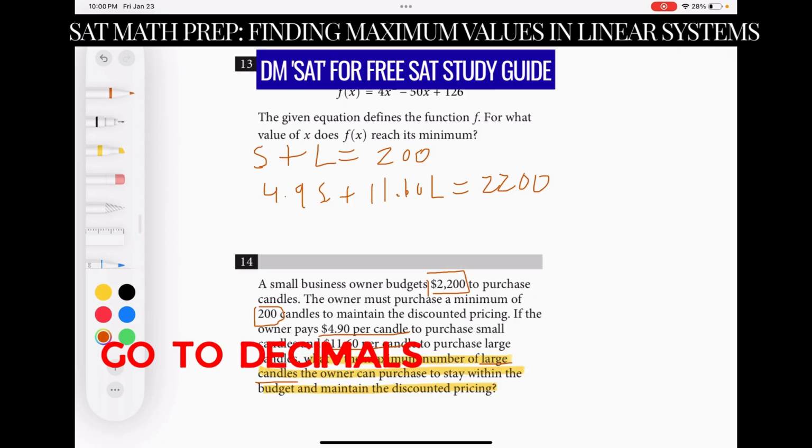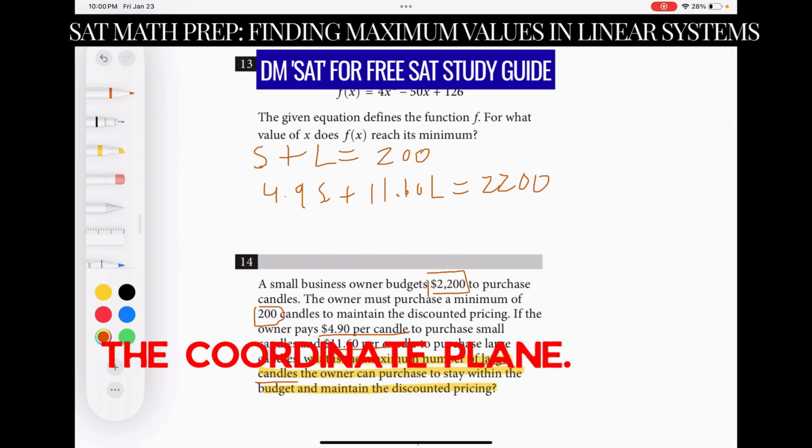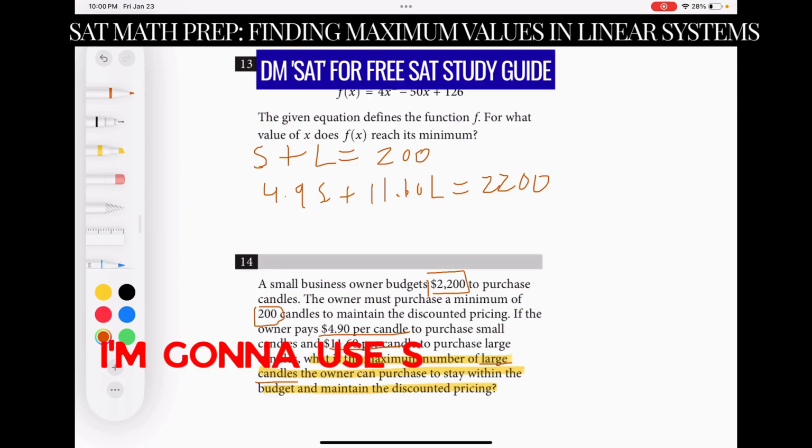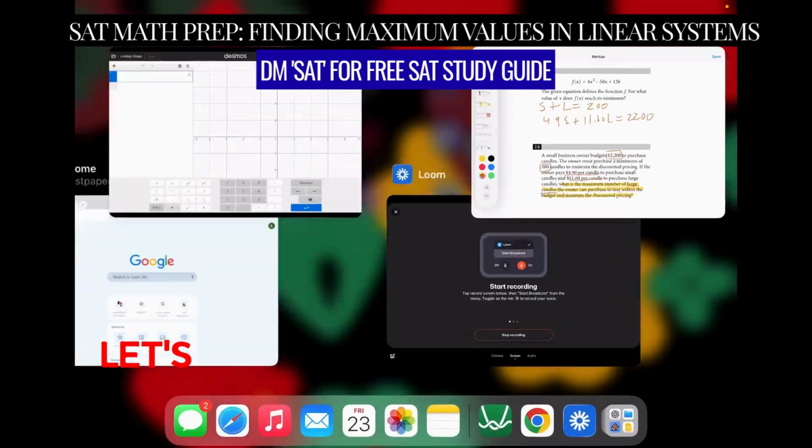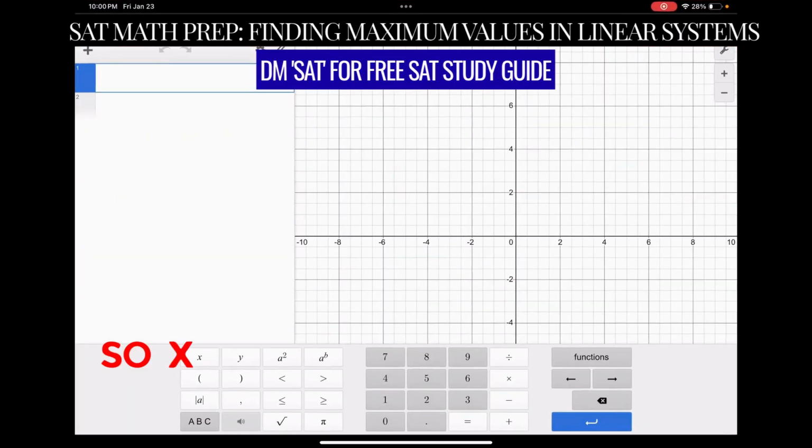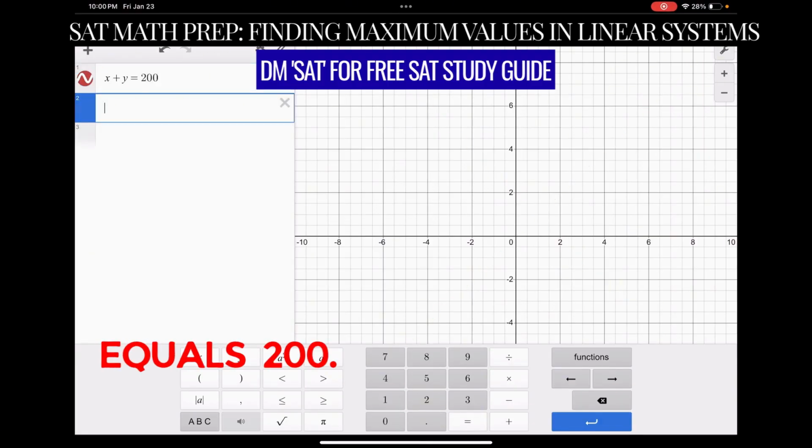Now, of course, we could solve this by hand using algebra, but what I'm going to do is I'm going to go to Desmos and I'm going to plot this system of equations on the coordinate plane. I'm going to use S for X and L for Y. So let's go to Desmos. So X plus Y equals 200.